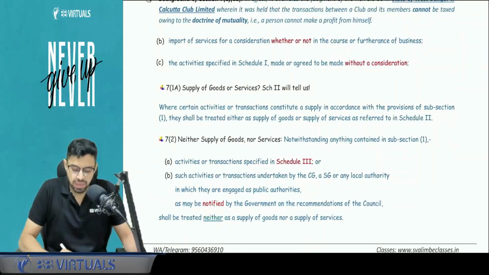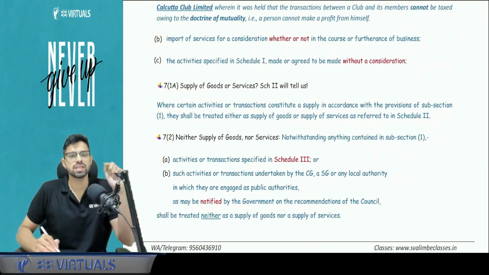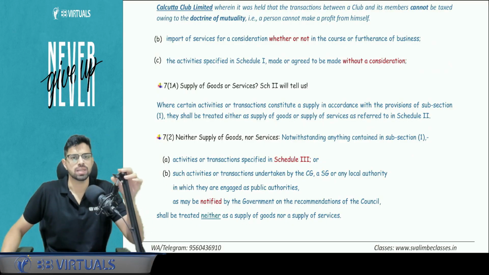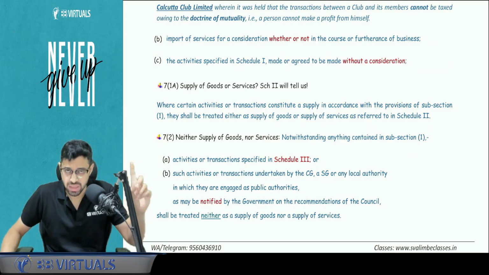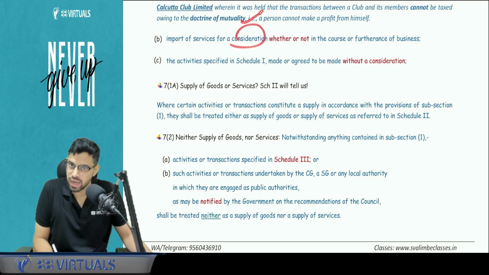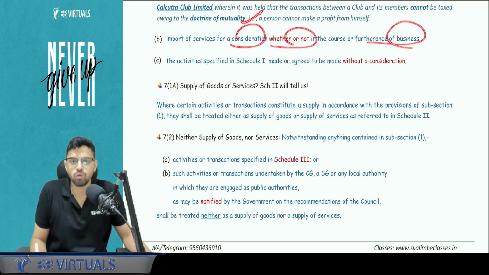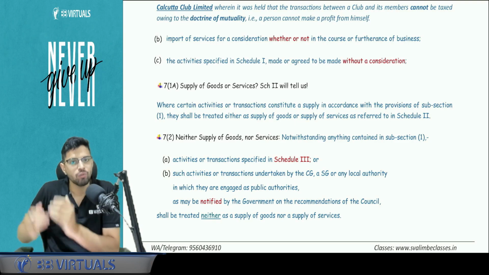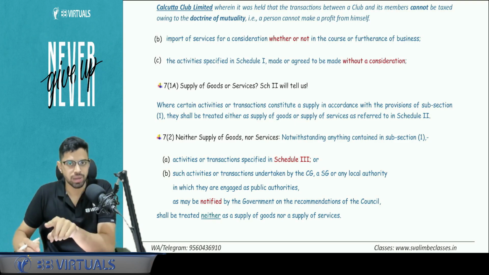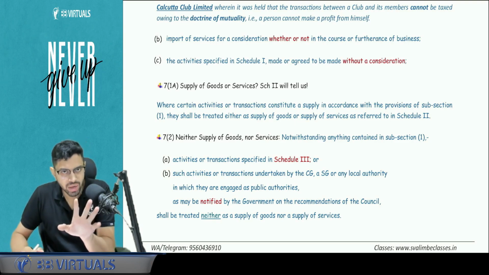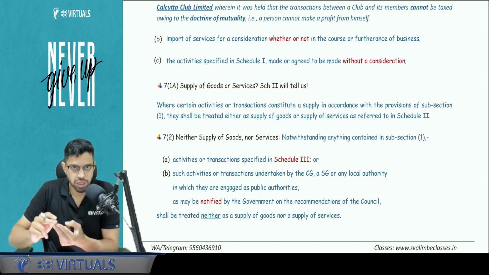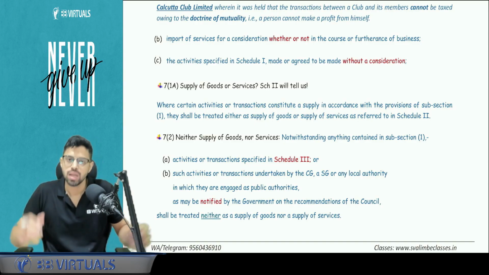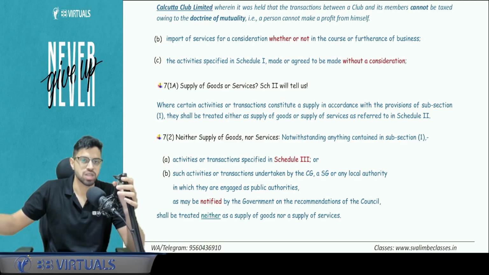Yes, 7.1b is an exception to the business condition, which says that import of services for consideration is a supply, whether or not you do it for business. So the import of services for consideration parameter is still intact. Let's say I'm a person importing architectural services for my home and I'm paying for it. All other conditions are satisfied. It is a service, consideration is involved, but it is for my home, not business. Still it will be a supply, so I will have to pay GST under reverse charge mechanism.